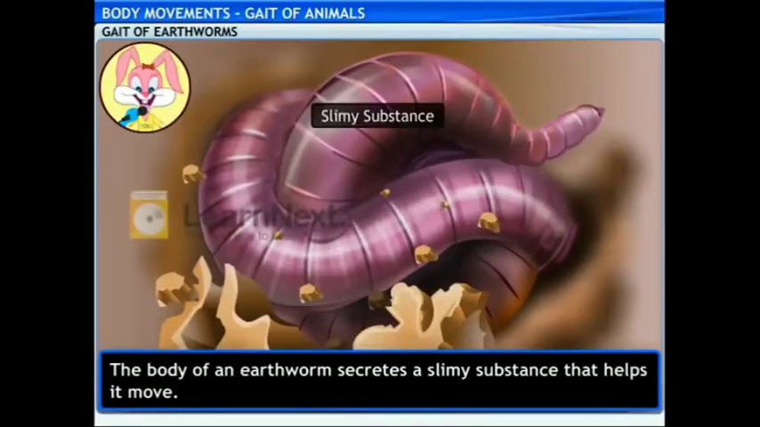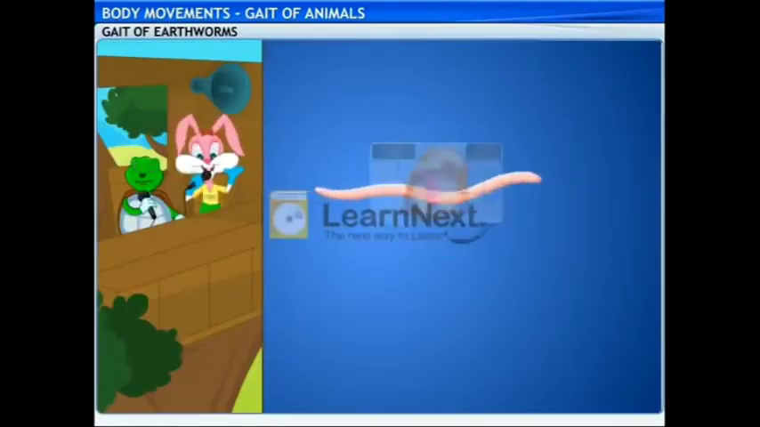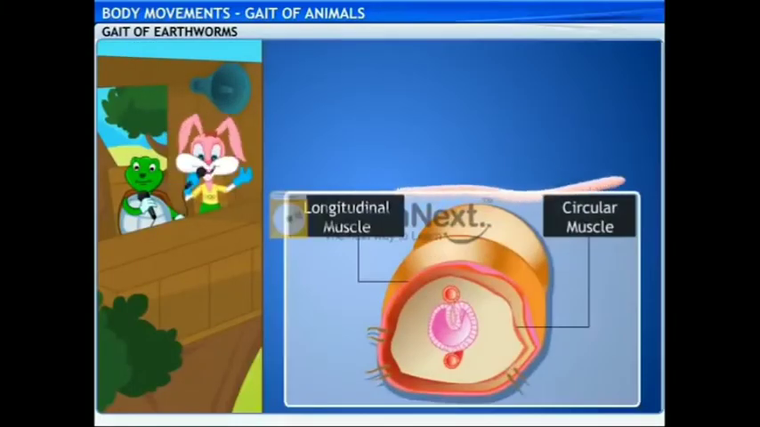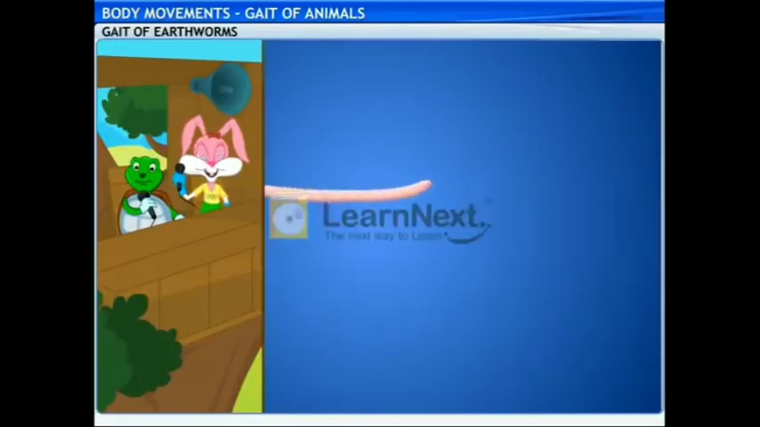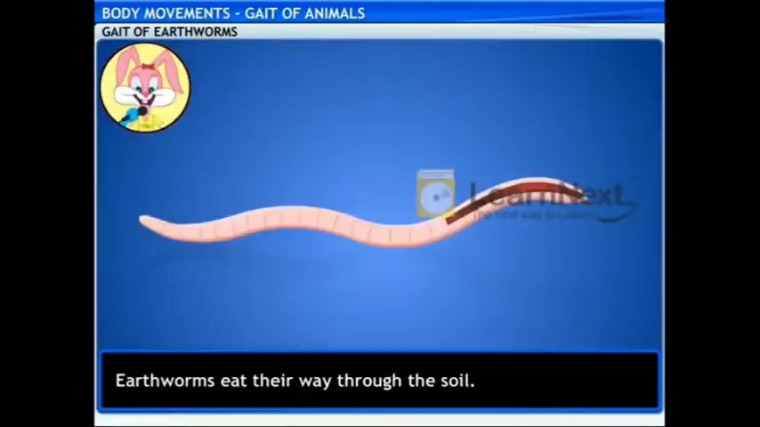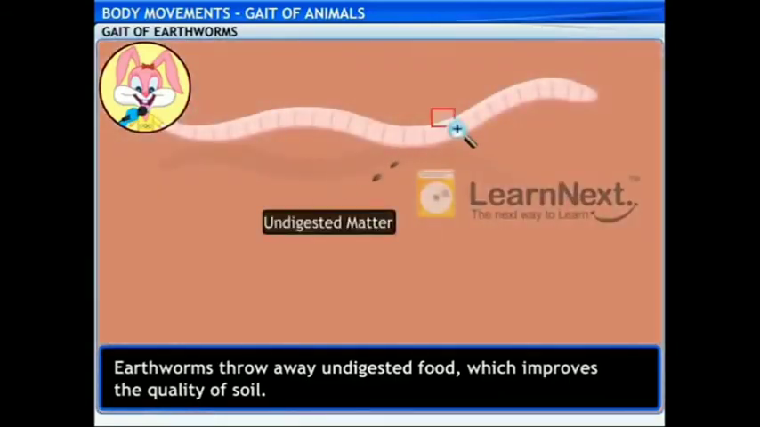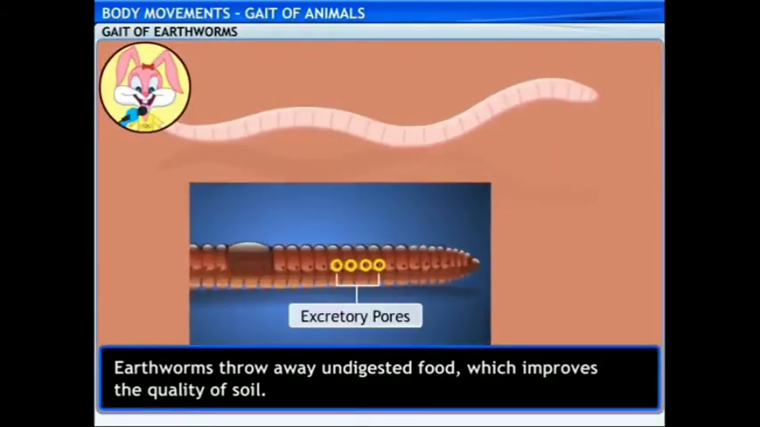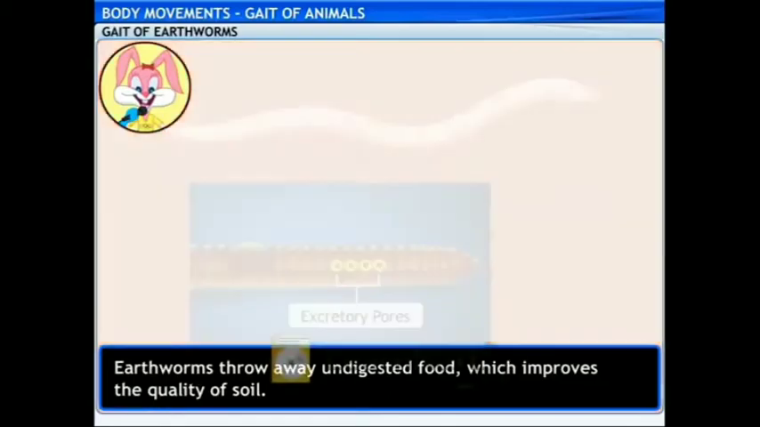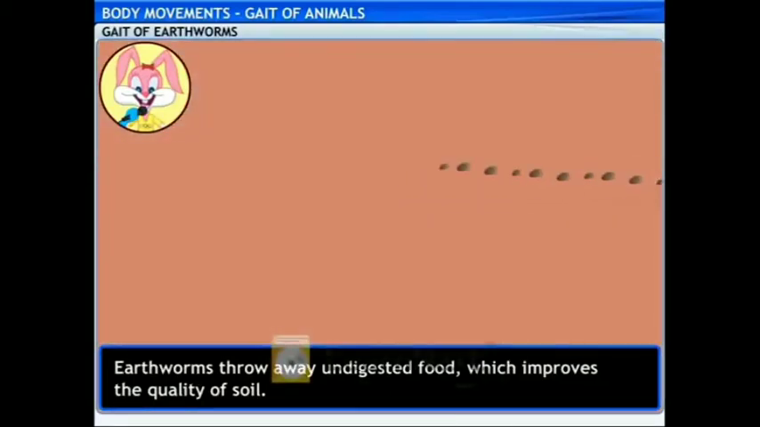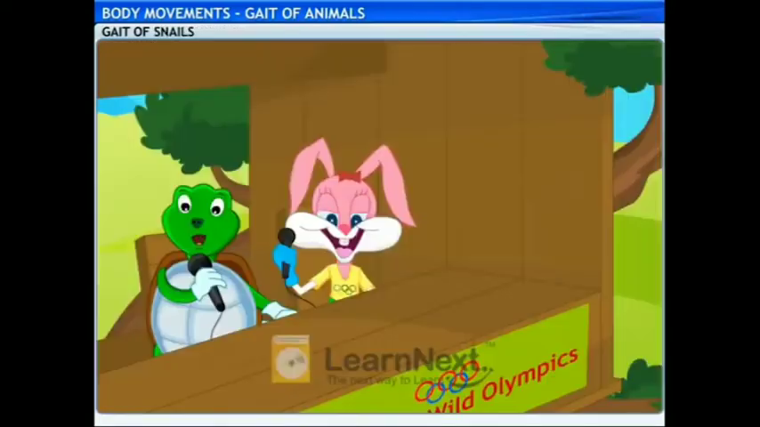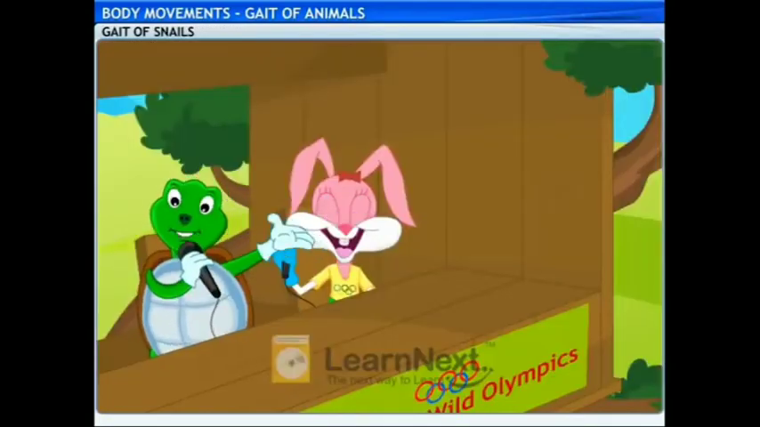Look at here. They have two types of muscle, longitudinal muscle and circular muscle, which will help them to move. Earthworms eat their way through the soil. Earthworms throw away undigested food, which improves the quality of the soil. That's why we call them the farmer's friend. The excretory product will enrich the quality of the soil.